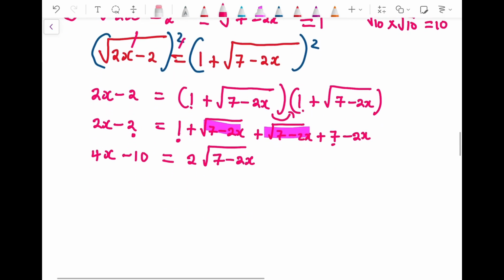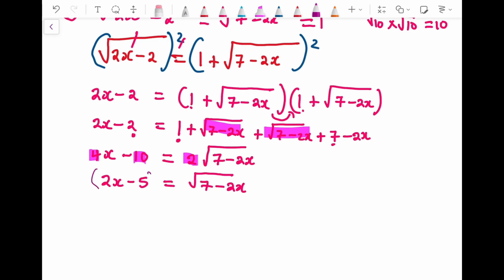And then from here, we can see that 2 is common throughout. There is 2 in 2, there is 2 in 10, there is 2 in 4. We can divide everything by 2. If I divide everything by 2, I will remain with 2x minus 5 is equal to the square root of 7 minus 2x. And then again, I want to get rid of this square root. So I am going to square on both sides.